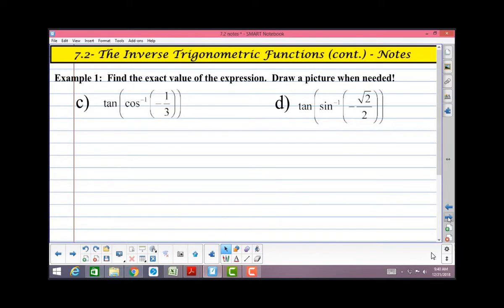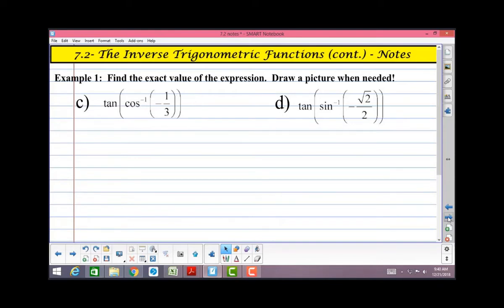Okay, moving on to example C. Notice in C, the inside parentheses says the angle whose cosine is negative 1/3. Again, that is not the unit circle, so we have to draw a picture. Because the cosine is negative, I need to draw my right triangle in the second quadrant.